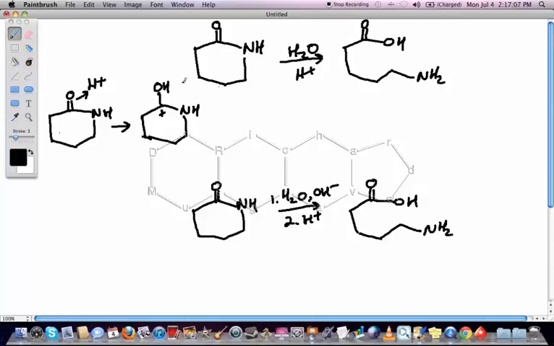Then we can have water come in the second step, attack the C plus. And we know that the proton will be transferred to the group that's the leaving group, and that was the group originally attached to the C double bond O, that's the N. So we'll transfer the proton there.